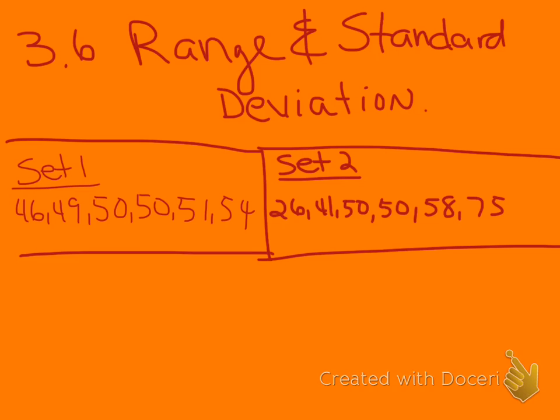The data in set 2 are spread further apart from each other. One is 25 greater than 50 and another is 14 less. Notice we started clear down here at 26 and jump clear up to 75, so there's a huge spread in them. Both the range and the standard deviation are going to measure how wide our data is.